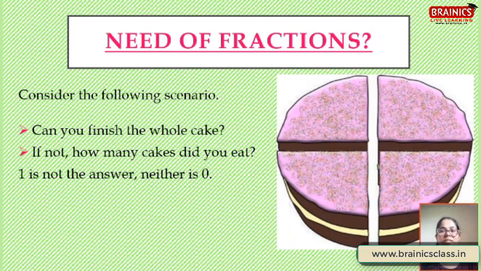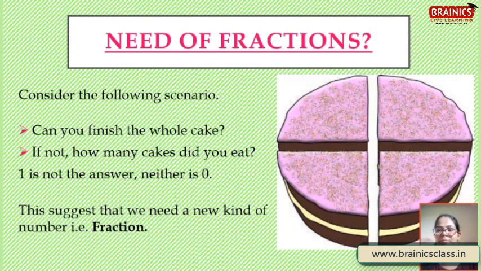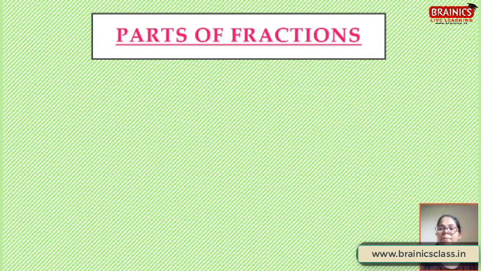So what we do is we cut the cake into equal parts. We cut the cake into 4 equal parts or 6 or 8, and then we have small pieces of cake. So this suggests that we need a new kind of number, that is fraction. Now we can say that yes, I can eat one piece of cake or I can eat 2 pieces of cake. So for this, we need fractions.